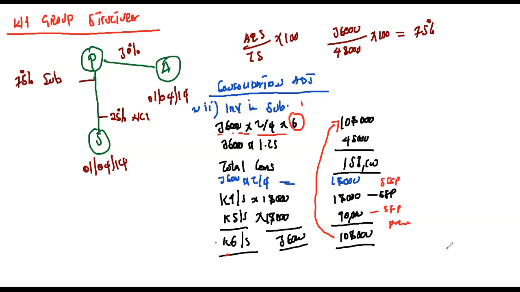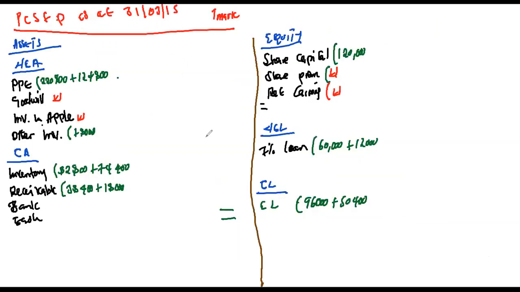So what do we do? We go and deposit now to SFP share capital. We add what? Plus 18. You see? We say plus the 18,000, which gives us a total now of how much? Of 138,000.